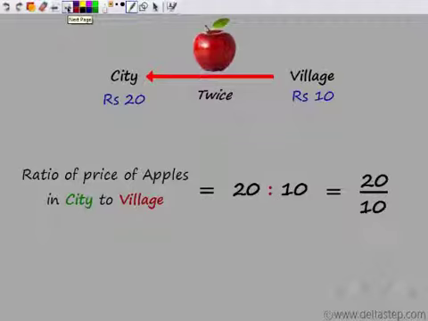So we have the ratio of the price of apples in the city to the village as 20:10. Now this ratio can be expressed as division, because we got the ratio from division only. So this is 20/10. If you observe, this division is nothing but a fraction. When we already had fractions, why did we introduce ratio at all? Why did we need ratio when we had fractions to represent division? Let us look at this now.